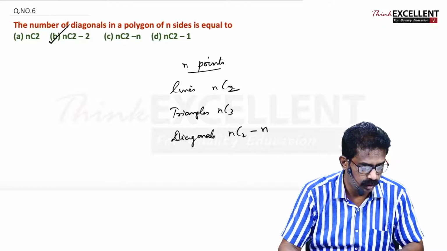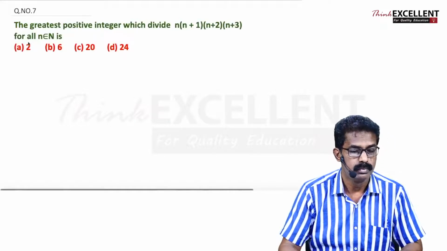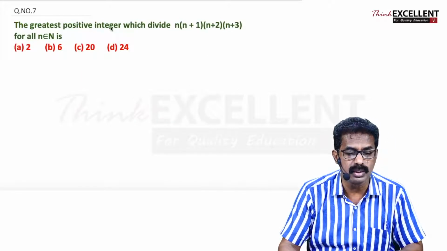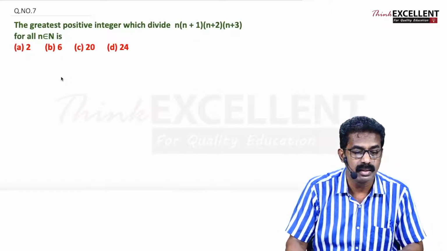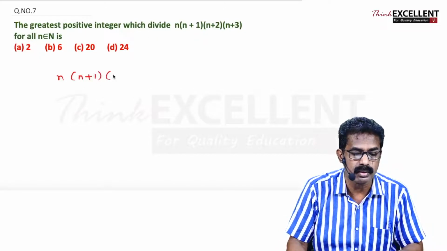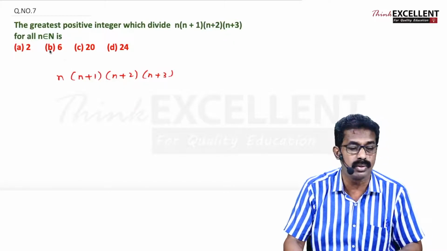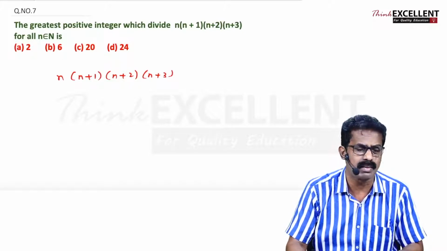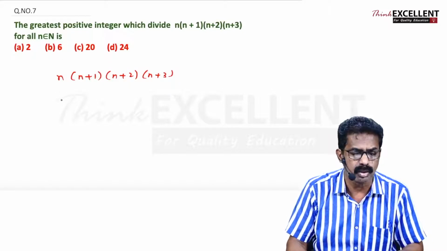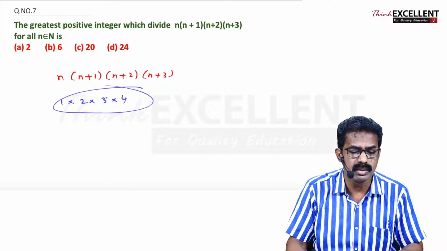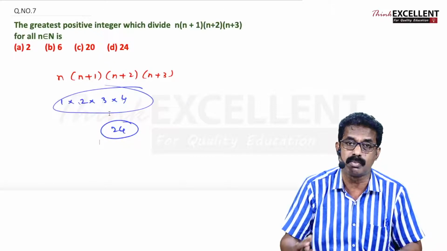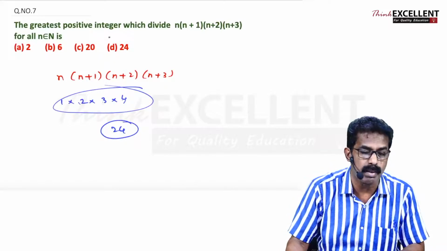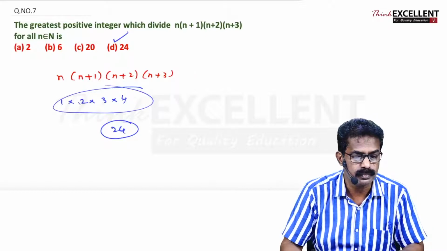Now let's move on to question number 7. The greatest positive integer which divides n into n plus 1 into n plus 2 into n plus 3. The greatest number, you take 4 consecutive natural numbers. For example, you can do it very easily. You take the natural number 1 into 2 into 3 into 4, right? So this is divisible by what? 4 3s are 12, 12 2s are 24. Any 4 continuous numbers you multiply, definitely it will be divisible by 24.